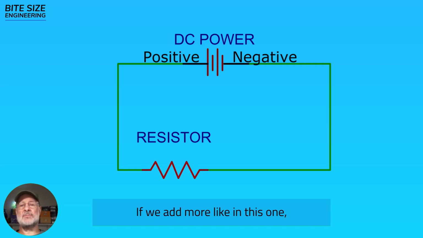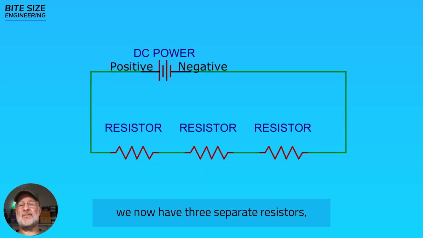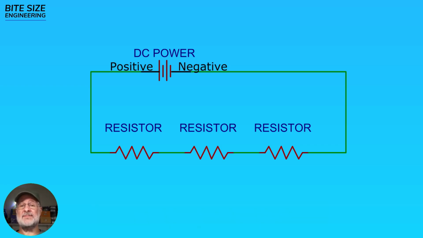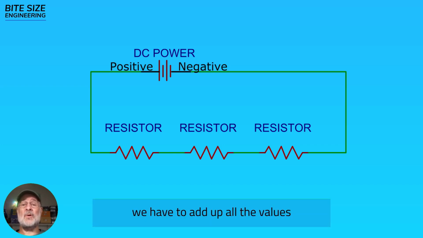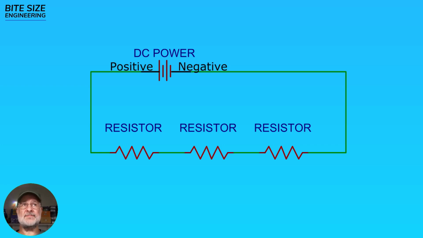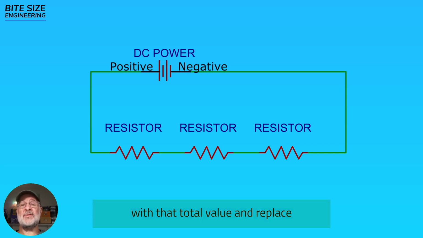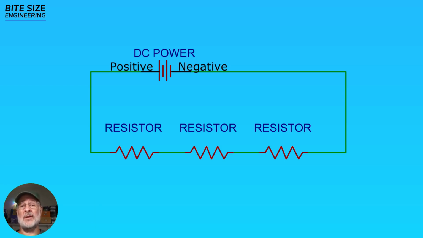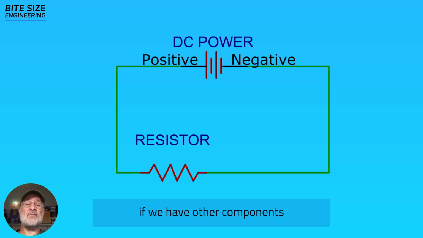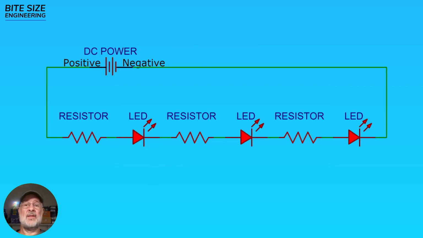If we add more, like in this one, we now have three separate resistors, but they are all along the same path. So this is, again, a series circuit. However, to get the total resistance of the circuit, we have to add up all the values of those resistors. Then we could get a resistor with that total value and replace the three resistors with just that one. This even works if we have other components like these LEDs in a series circuit. This is what that could look like.